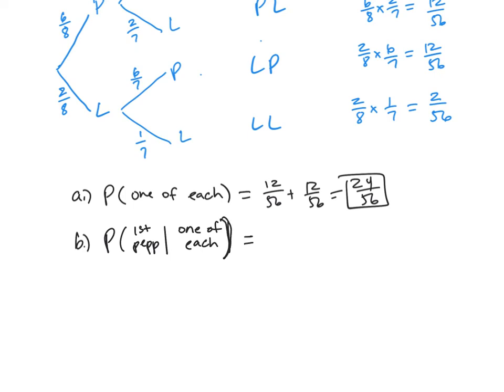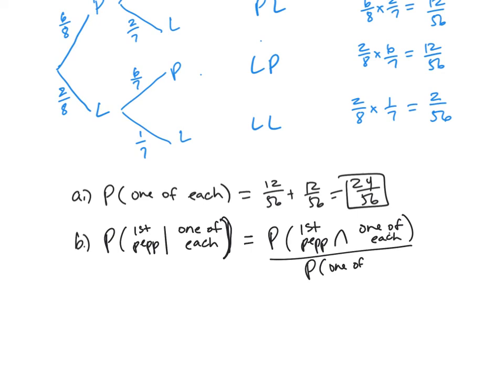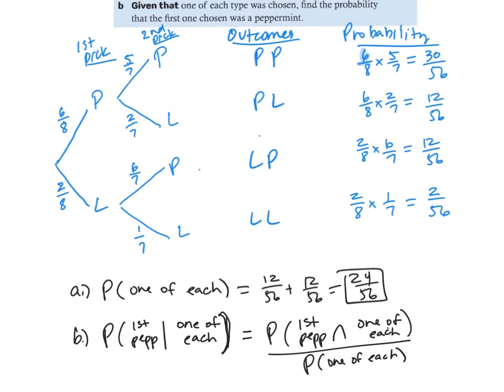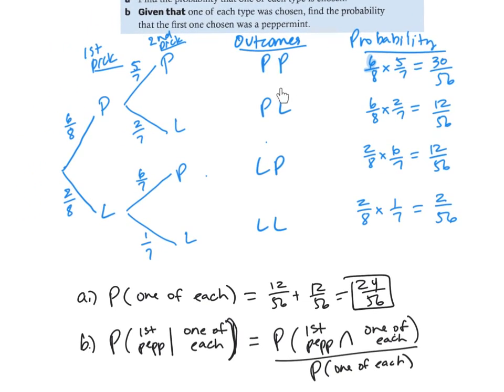That means we're going to find the probability of the intersection of the first one being a peppermint and having one of each, over the probability of getting one of each. For the probability of the intersection, we can see that there's only one way that could happen: the first one being a peppermint and getting one of each. So that probability was 12 out of 56.